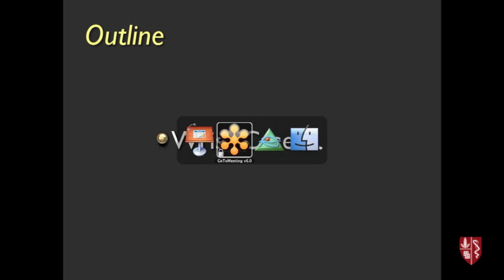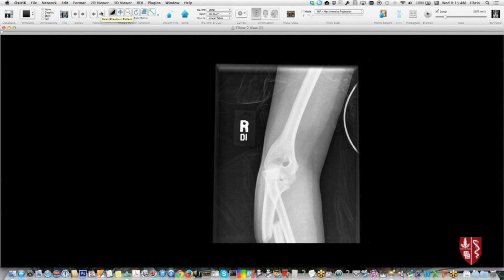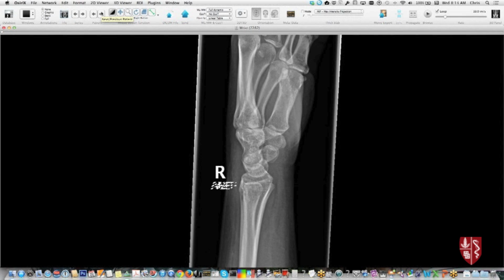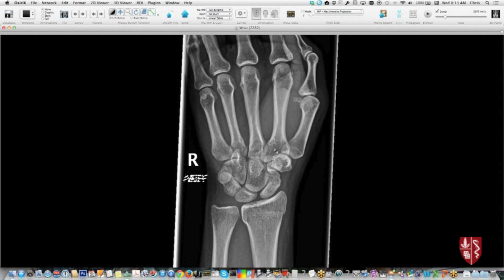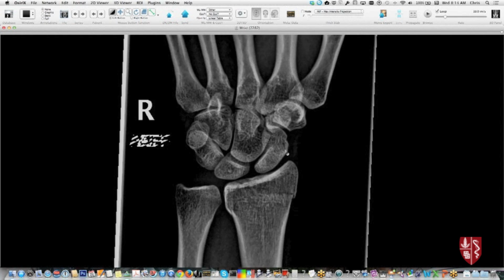So let's finish up with a few cases of the wrist here, and then we'll be good to go to work. So let's see here. Here's a pretty basic example, and I'll try to zoom in on these things and window level.